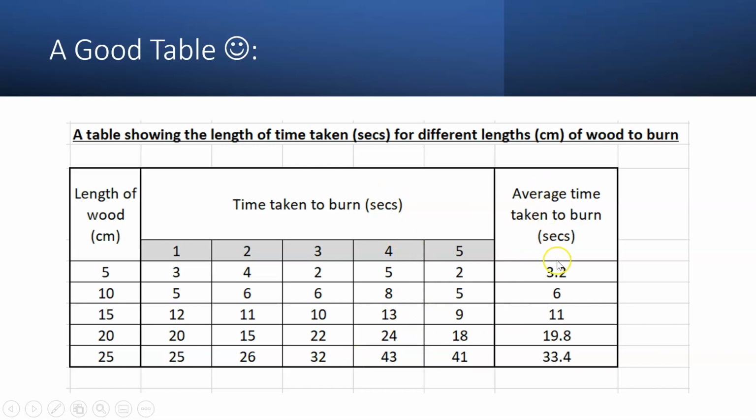Then I found out the average. Okay, so I added them all together and divided by the number of trials to find the average. And just from this little table, we can see a nice pattern there: as the length of wood increased, the length of time taken to burn also increased.